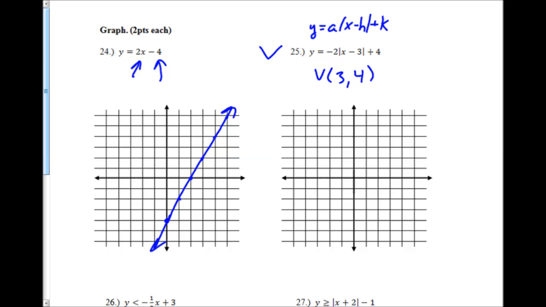Okay, so I start at (3, 4), which is up here. That's my vertex. And then I look at the a value. Right here, the a value is negative, which means this is going to open down, so my V is going to open downwards. And the fact that it's a 2 means it's going to be stretched vertically, which is going to make it look skinnier. And essentially, it's going to use a slope of 2 and of -2 going in each direction. Okay, so we get those two versions of this line that form this V.